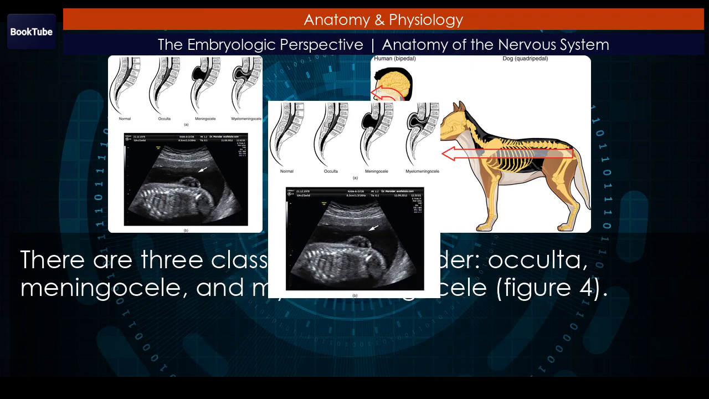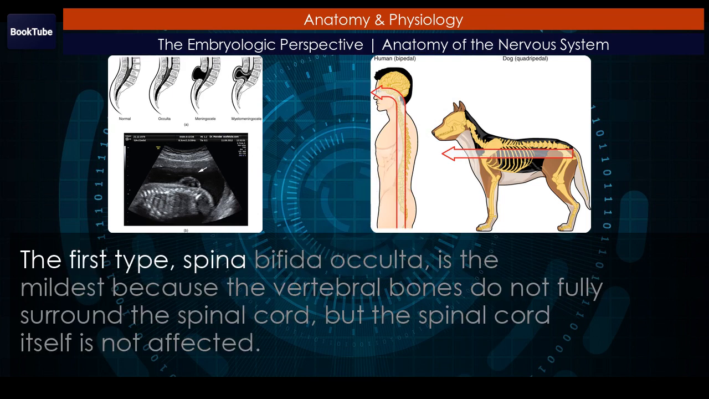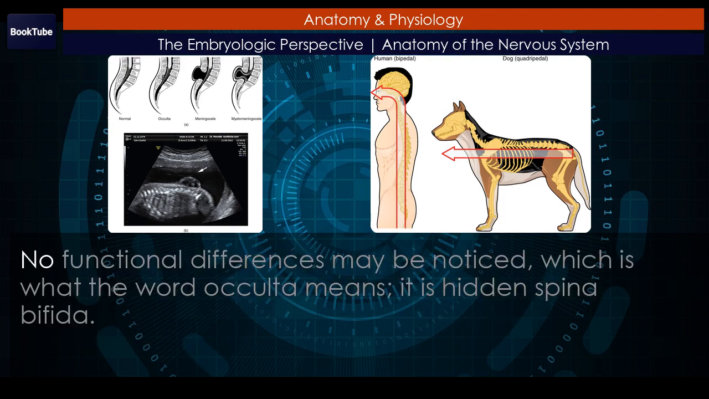Figure 4. The first type, spina bifida occulta, is the mildest because the vertebral bones do not fully surround the spinal cord. But the spinal cord itself is not affected. No functional differences may be noticed, which is what the word occulta means. It is hidden spina bifida.